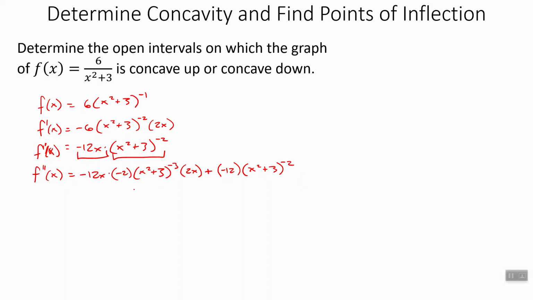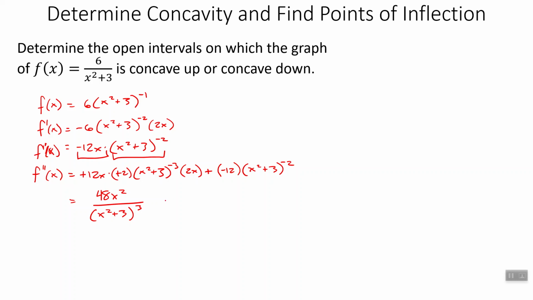Now, probably the most difficult part is just trying to simplify this thing here. So this is our second derivative. This is what we want to know where it equals 0. But to do that, we need to simplify it. So I'm going to rewrite it without these negative exponents and just put some tops together and see what we get. So we're going to have negative and negative here are going to cancel. We've got an x and an x, so an x squared. And 12 times 2 times another 2, so 12 times 4 is 48. So we get 48x squared over x squared plus 3 to the third.